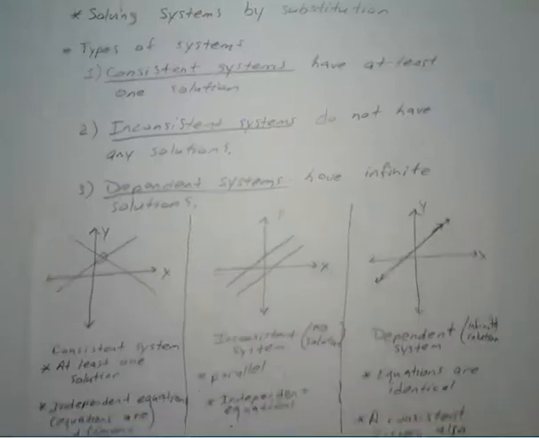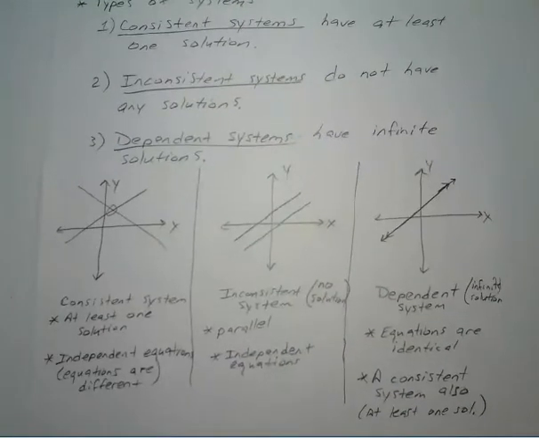Okay, so to give you the overall details, remember a consistent system has at least one solution and the equations are independent, which means they're different from each other. They're not the same.